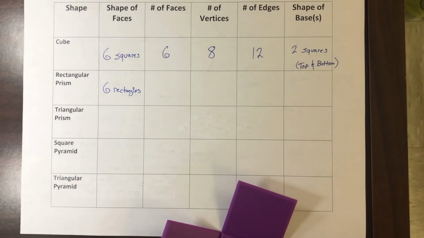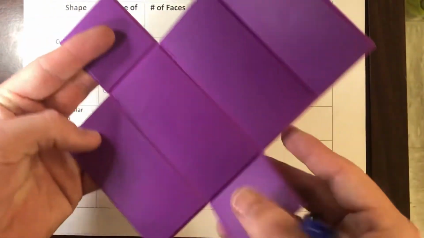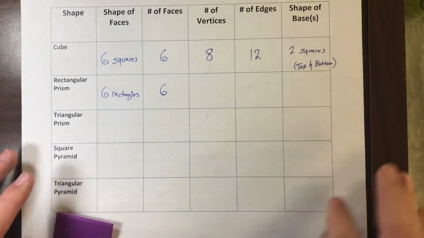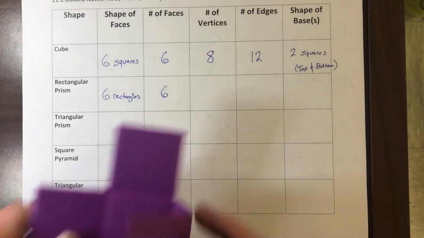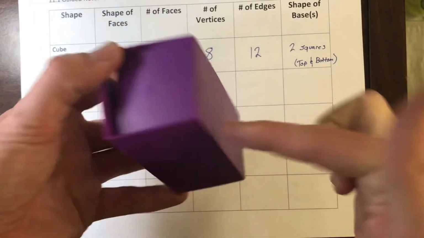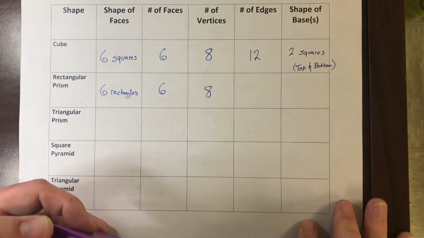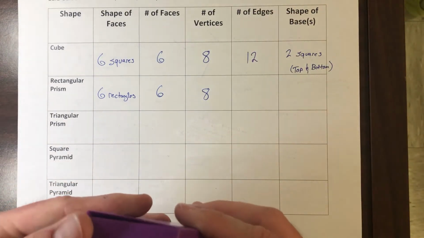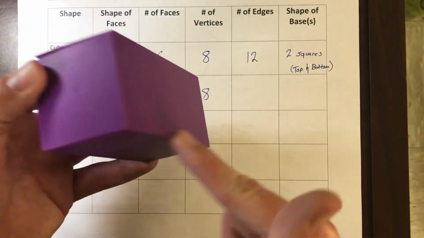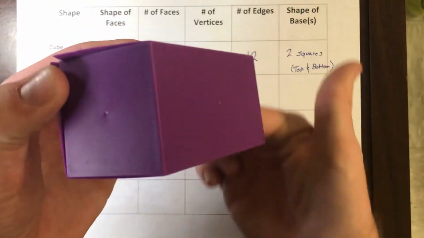Next, how many faces will a rectangular prism have? Well, if I unfold it and look at the net, how handy is that? I can see 1, 2, 3, 4, 5, 6. 6 faces. Next, how many vertices? Vertices are the points. It's going to be similar to the cube. 1, 2, 3, 4 on top, 5, 6, 7, 8 on the bottom. Total. Next, number of edges. Again, like the cube. So 1, 2, 3, 4, 5, 6, 7, 8, and then around the bottom, 9, 10, 11, 12.